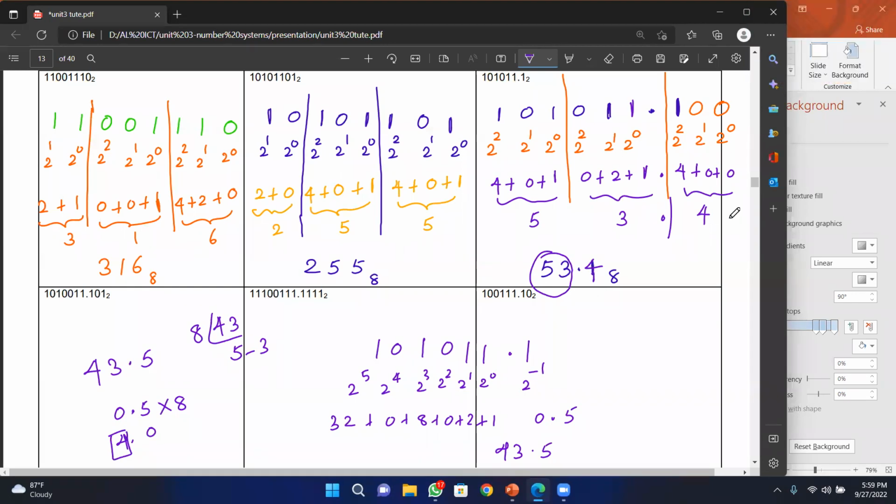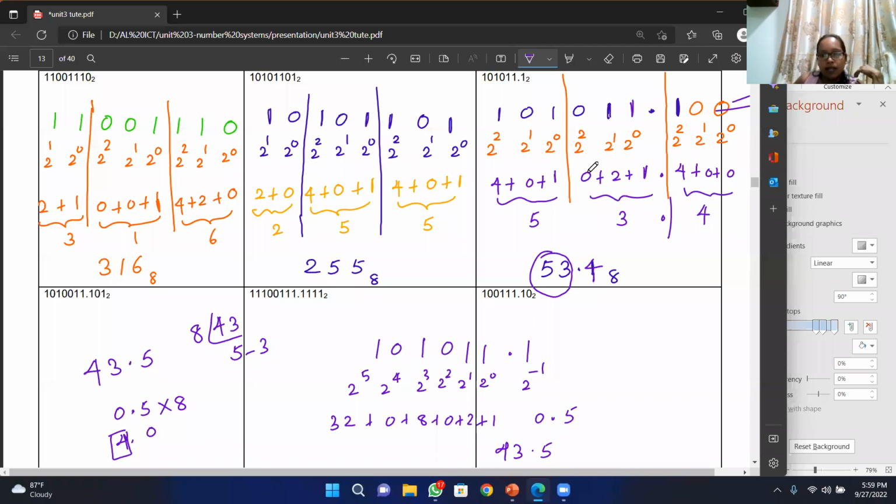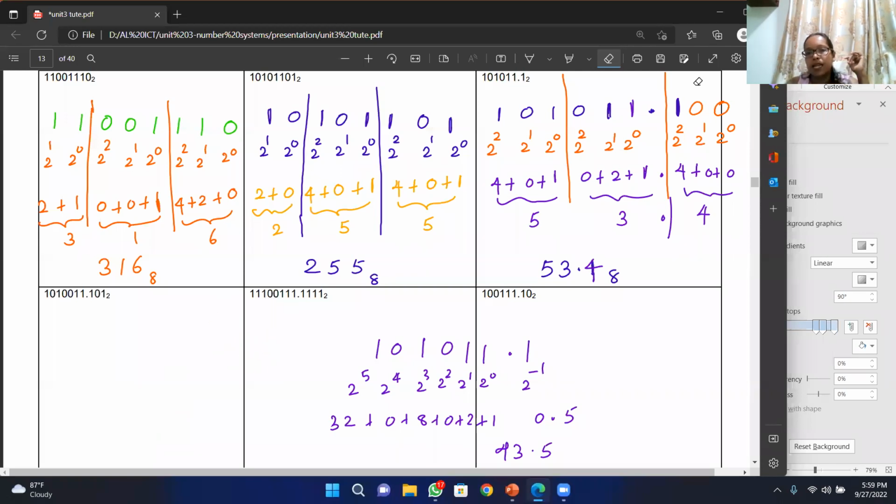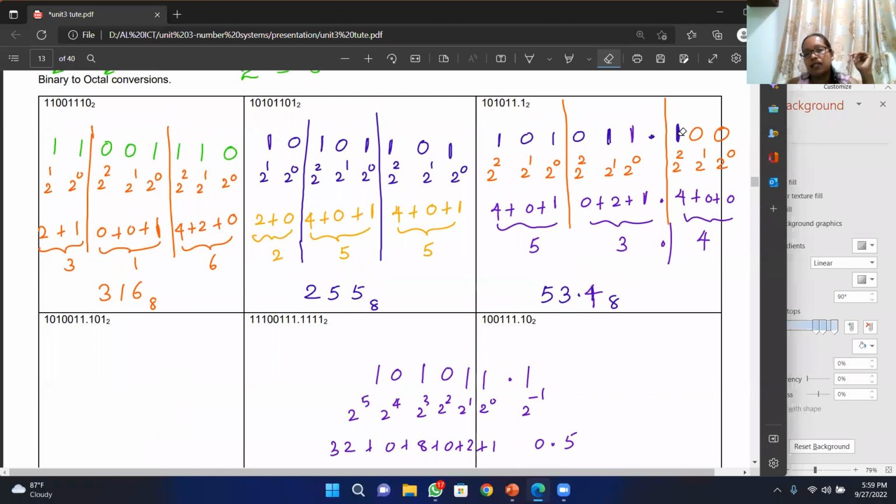Right, so just take it this way. If you have less number of digits here, you have to add zeros until it's coming up to 3. Suppose there are two digits, 1 1, then add one more 0.